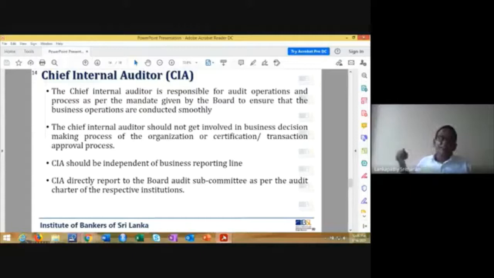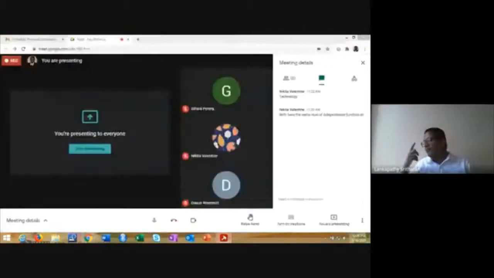Then we have studied the internal audit and external audit and the chief internal auditor's and chief risk officer's function. Actually, there are questions about the chief risk officer's function and all. So these are the things we have studied in this class. Do you have any questions to ask?